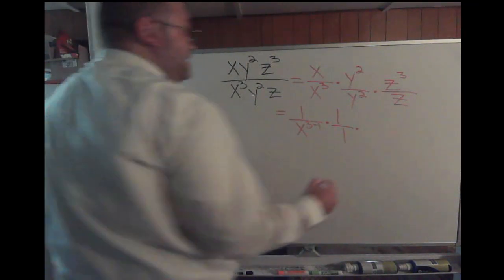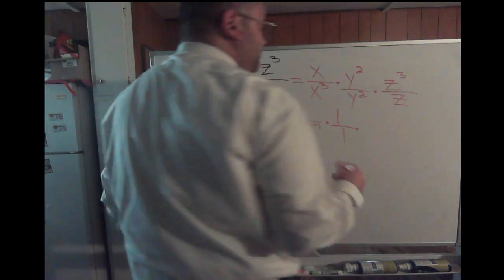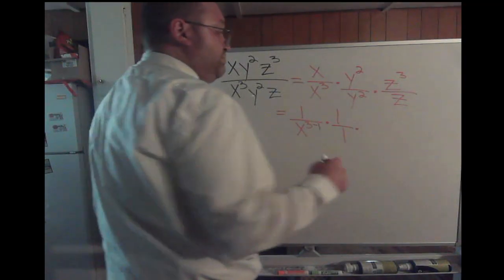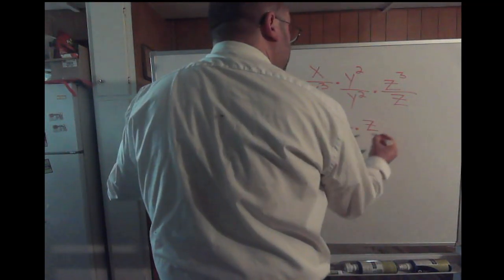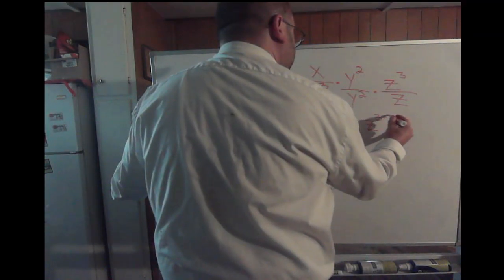Times, now you got, with the z terms, it's clear to see that the power in the numerator is bigger than the power in the denominator. So you'll take your base z, you'll take that to the 3 minus 1.